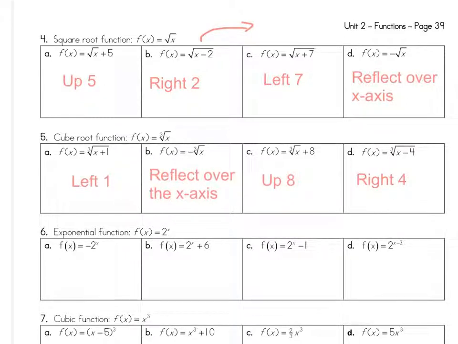Okay, so here's the answers for A, B, C, and D. Just a quick little helpful tip. Remember, when it's inside, it always does the opposite of what you think. So if you had right 1 and left 4 here, just be very careful.